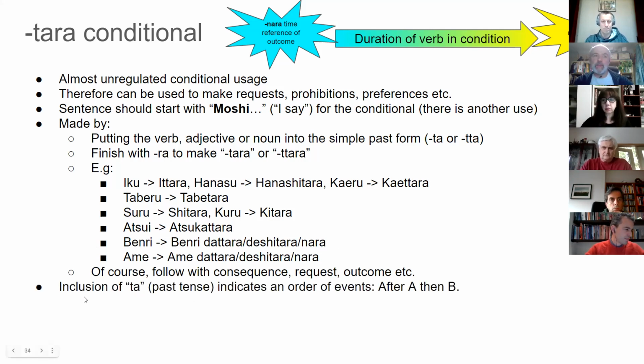So as I've said before, the inclusion of ta, the fact that this is tara, means that all of these are referring to the past tense. So it indicates that the condition is completed first, and then you get the consequence, rather than the condition about to happen. Okay.